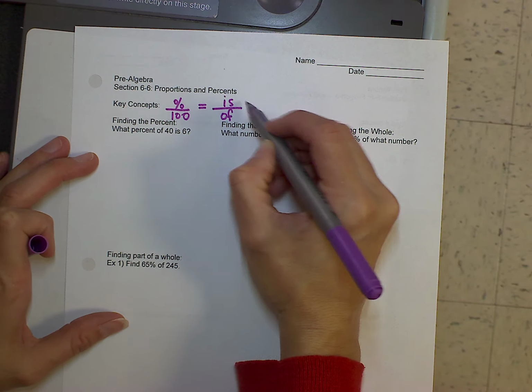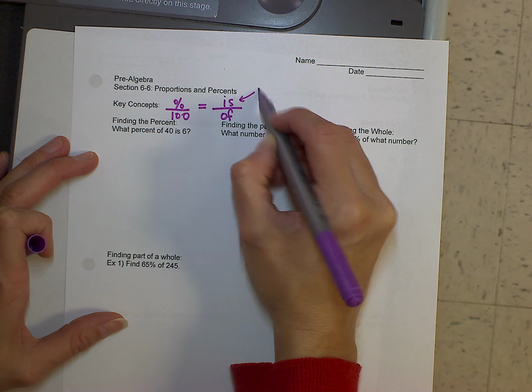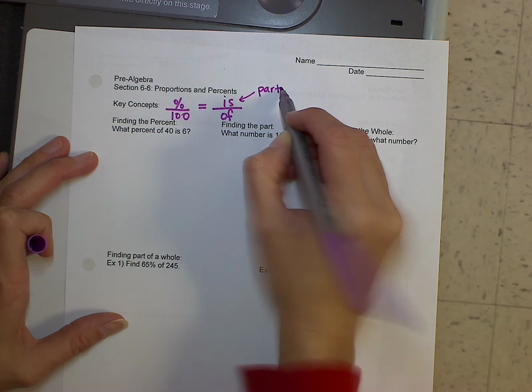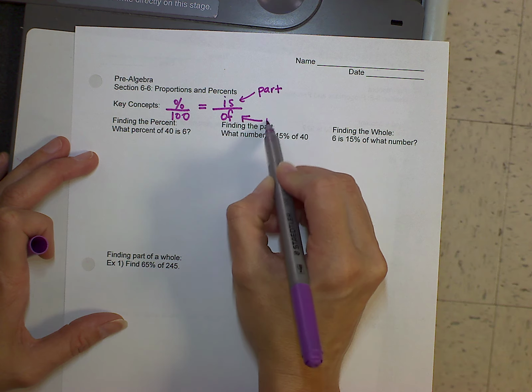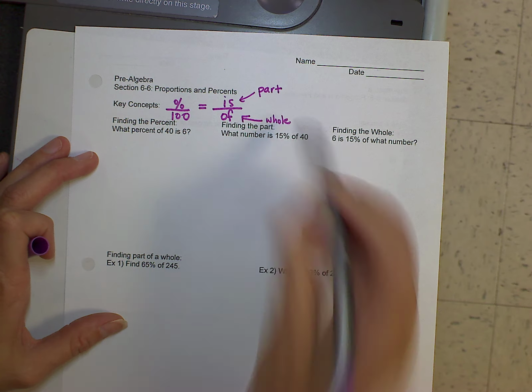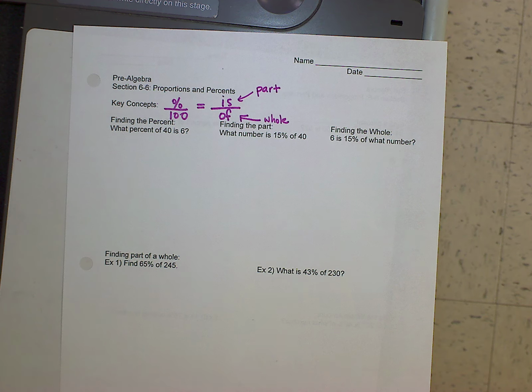All right. Is represents the part. What do you think of represents? The whole. Because we've talked about a fraction representing part of the whole.